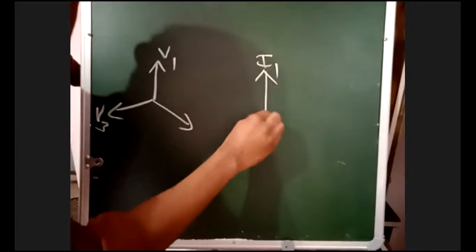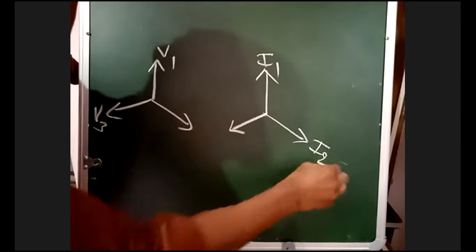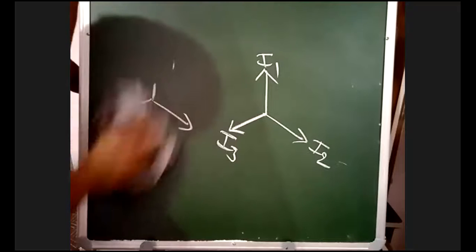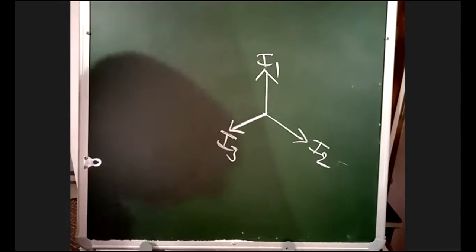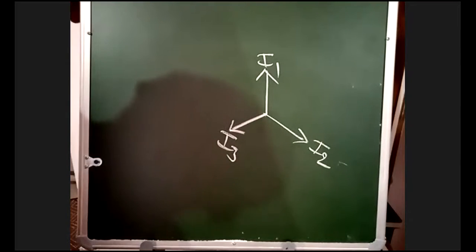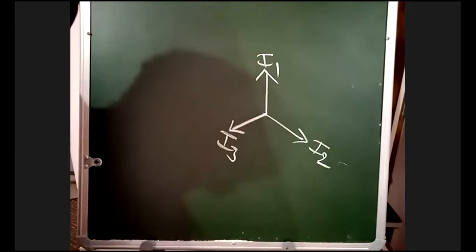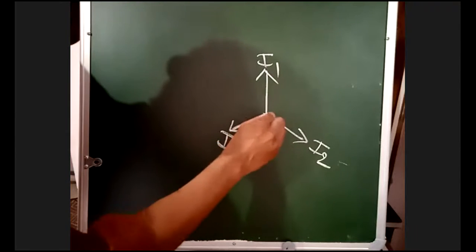I1. Because in delta, current will be different. In star, current is the same, that's why we have taken the phasor diagram for voltages. But in delta, voltage is the same and current is different. That's why I'm taking current. In star connection, we took the phasor diagram for voltages, but in delta connection, we'll take the phasor diagram for the currents.